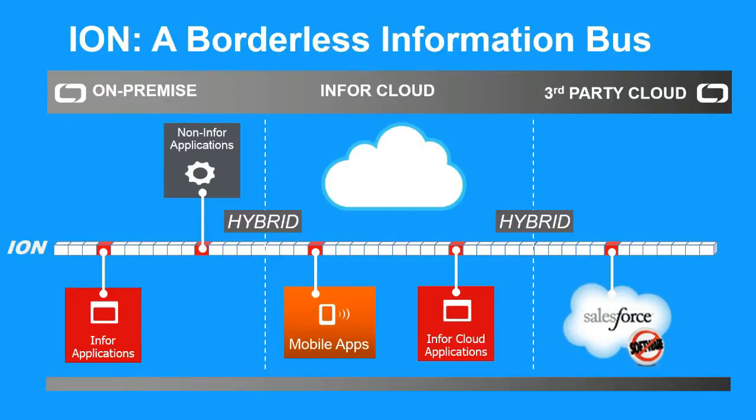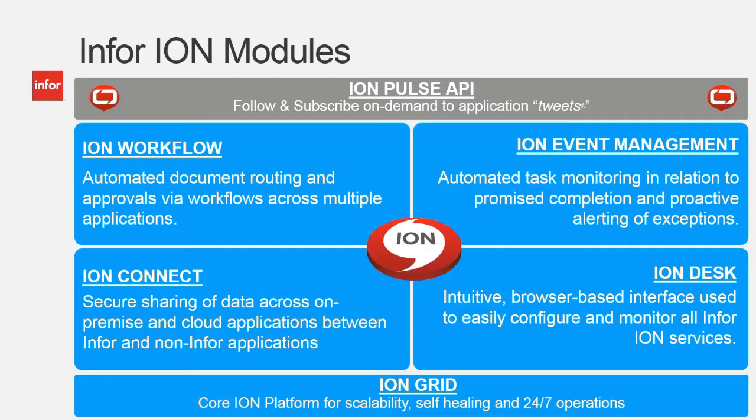So whether it's an on-premise, cloud, or third-party application, ION can easily connect and share information. Once an application is connected up to the ION highway, you see that here in the middle, it can then publish and subscribe to the business documents that other applications make available.